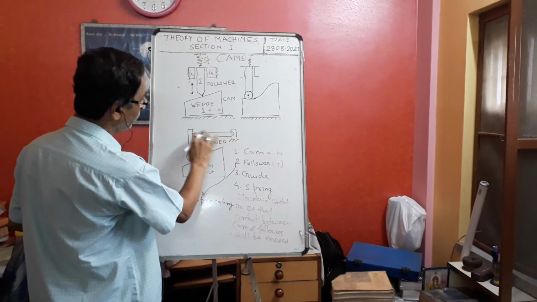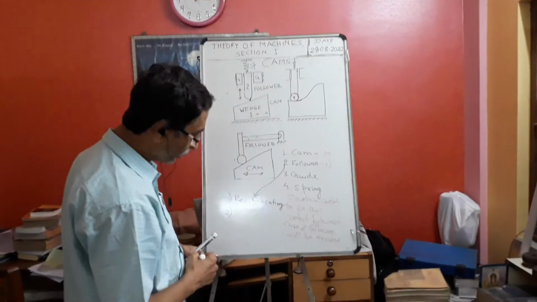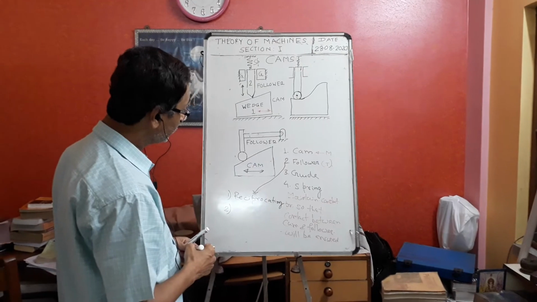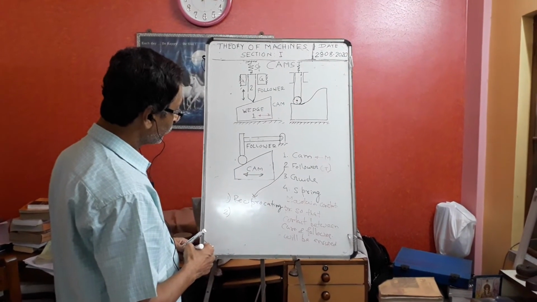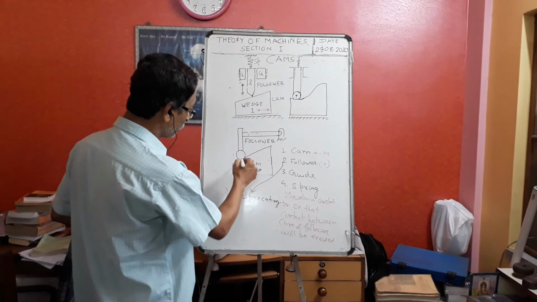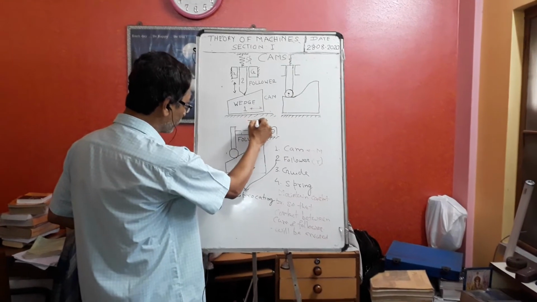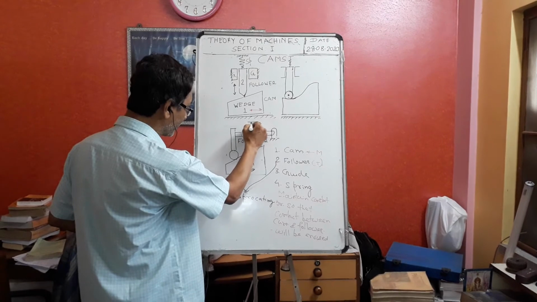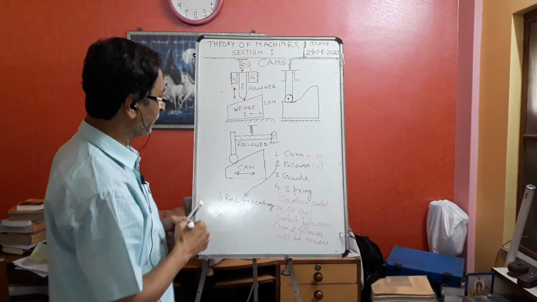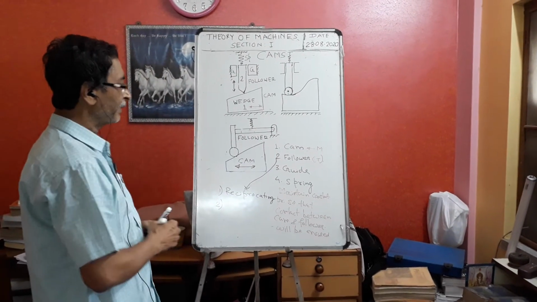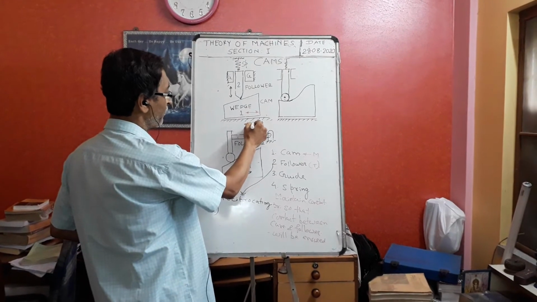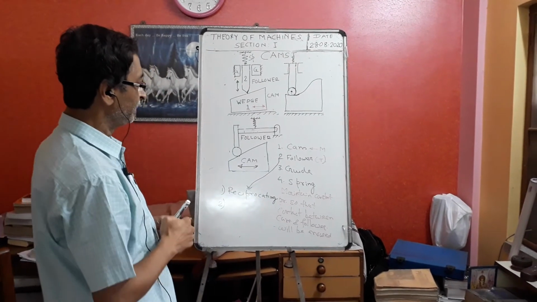What will be the follower? Contact. We can maintain contact with a spring here. Also we can give a spring here. No problem. We can give a spring. So we can give a spring here. Spring systems we can give.